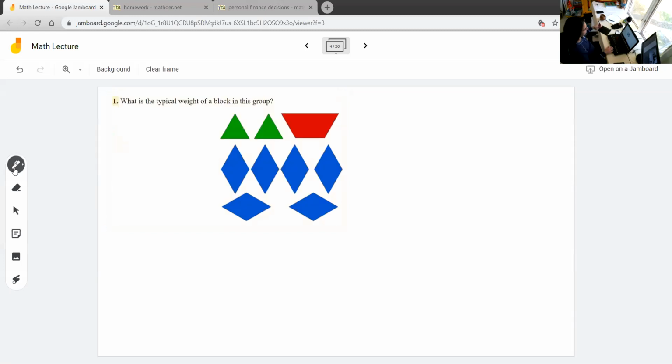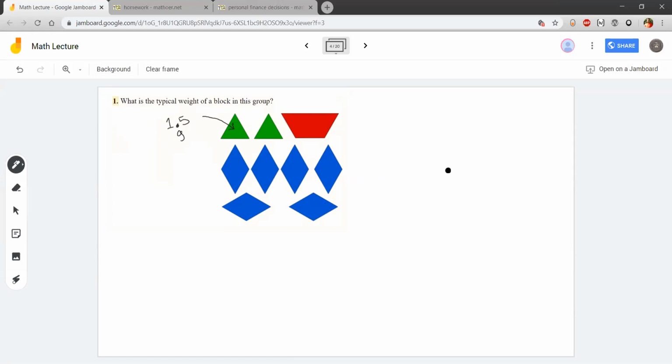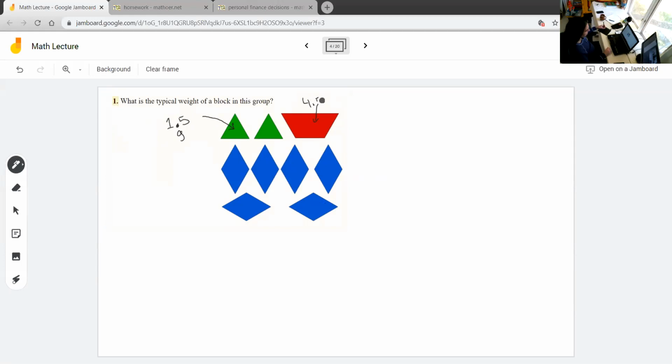We only know the shape. And we know that a green one is 1.5 grams. And we know 2 greens make a blue and 3 greens make a red. So the red one would be like 4.5. Yeah, the red one would be 4.5 grams and the blue ones would all be 3 grams.